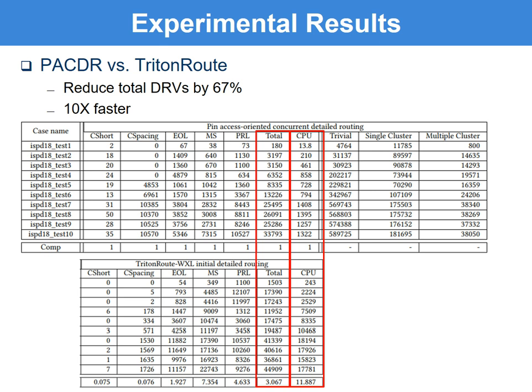The second experiment involved a comparison of the initial detail routing results between the proposed PACDR method and TritonRoute WXL. In the ISPD 2018 test case, TritonRoute WXL was found to have an average of 3 times more design rule violations and took 11 times longer on CPU time compared to PACDR.